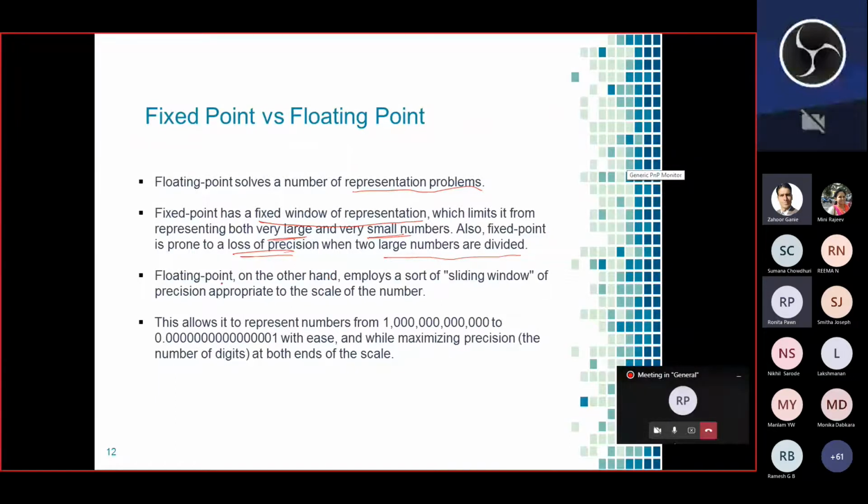Whereas in floating point you have a sliding window. As I said, you can move the decimal point, so the window will be moved. This allows the representation of numbers with, say, 12 zeros, up to whatever precision you need. Many zeros after a decimal point, then 1. So you have this precision by using floating point representation, floating point processors. And here you can have maximum precision. This is the major advantage of floating point processors.